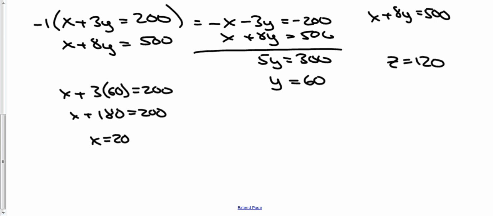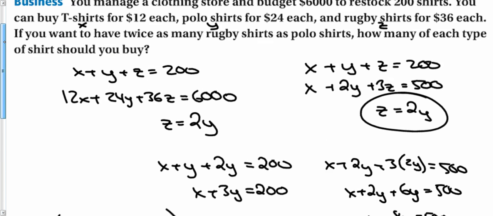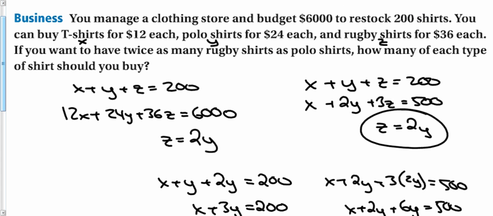Okay. Now, you could write your answer as a point, 20, 60, 120. Okay. But it makes more sense to go back and say what your answers are. So way back to the beginning, that you would buy 20 t-shirts, 60, right? 60 polo shirts and 120 rugby shirts. Okay? And that is solving systems of equations with three variables.